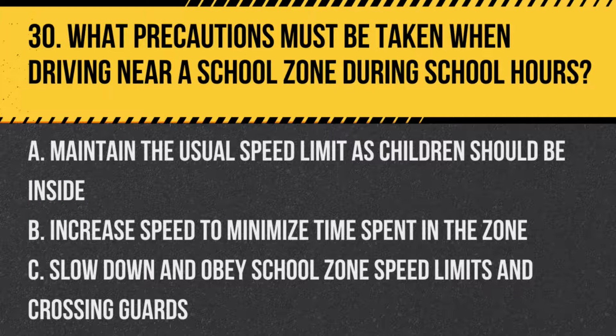Question 30. What precautions must be taken when driving near a school zone during school hours? A. Maintain the usual speed limit as children should be inside. B. Increase speed to minimize time spent in the zone. C. Slow down and obey school zone speed limits and crossing guards. Answer: C. Slow down and obey school zone speed limits and crossing guards. School zones have reduced speed limits and require extra caution to protect students.